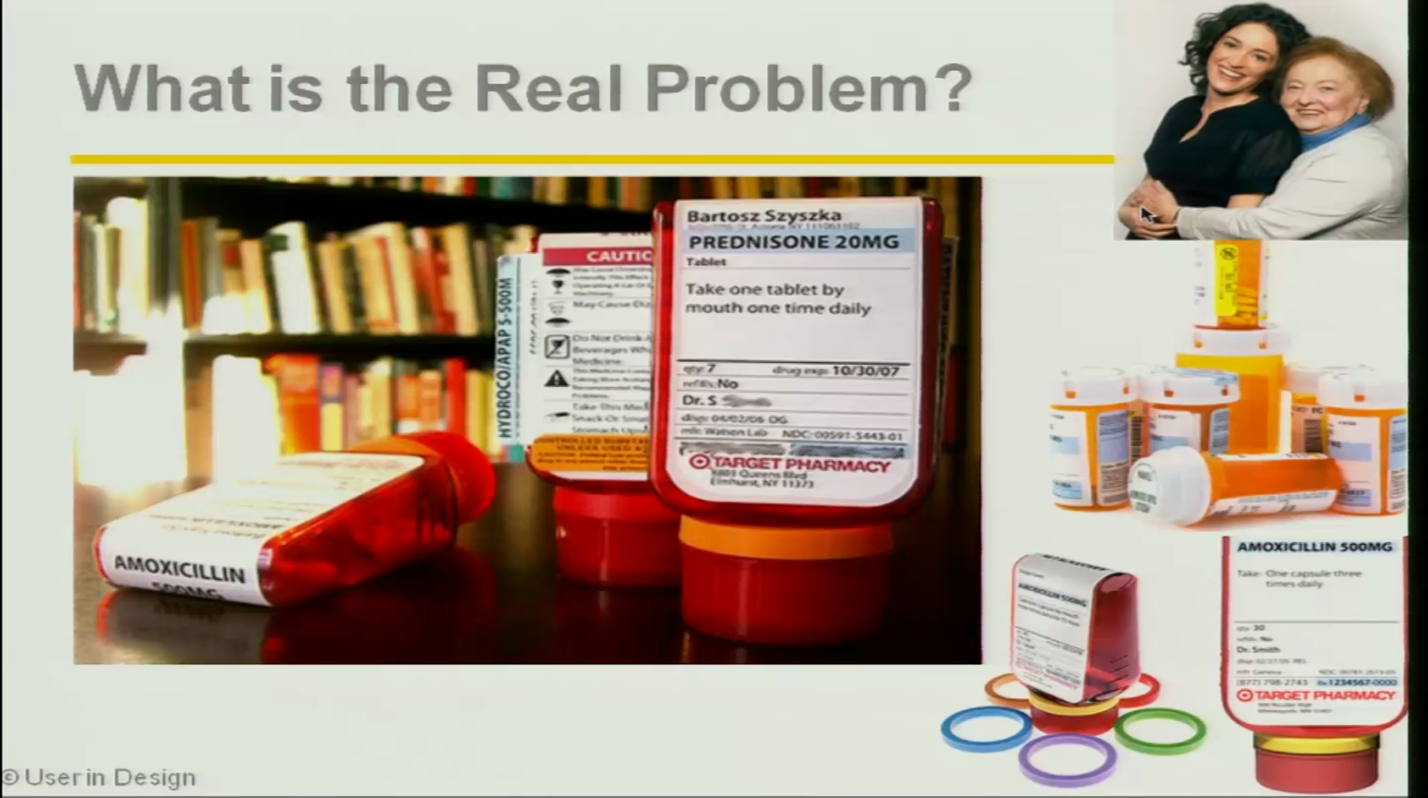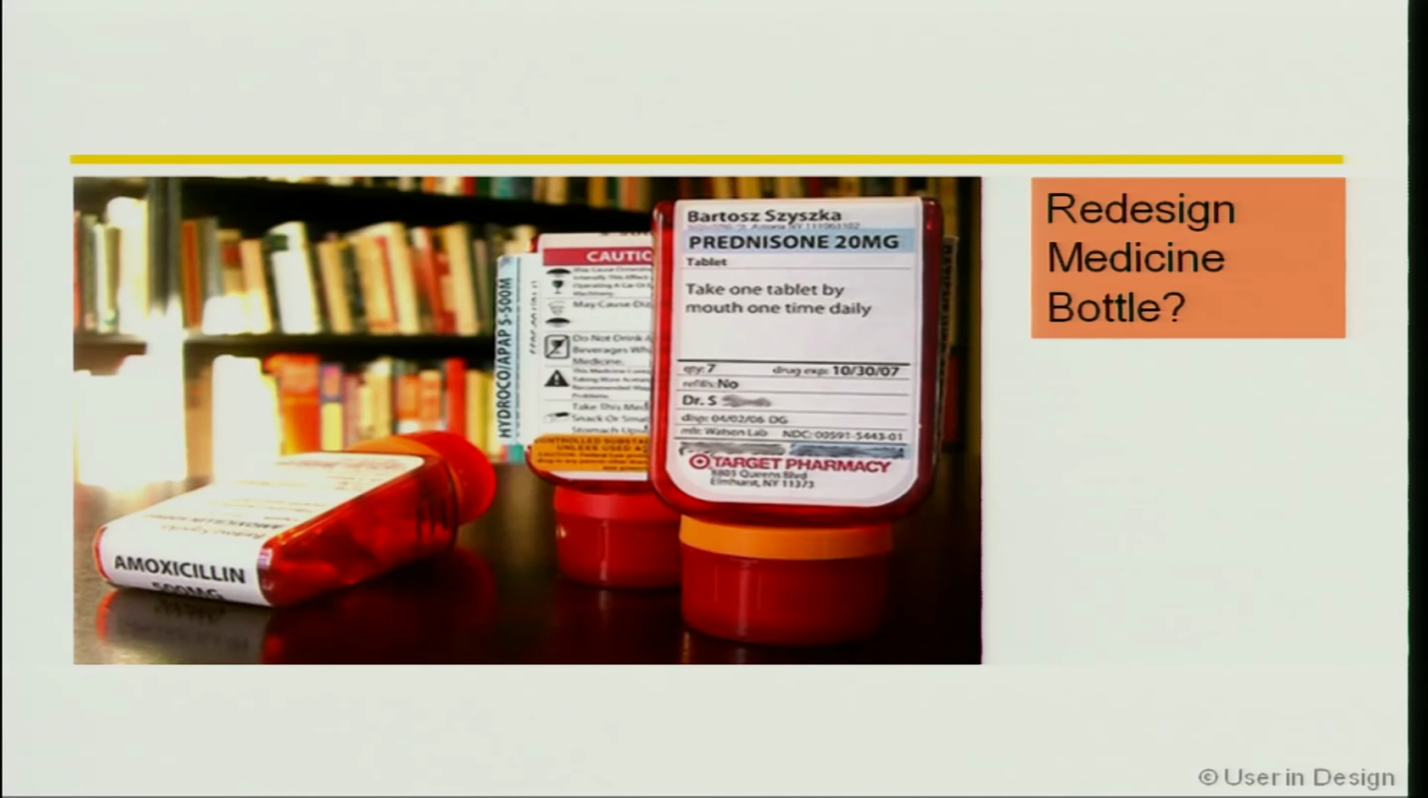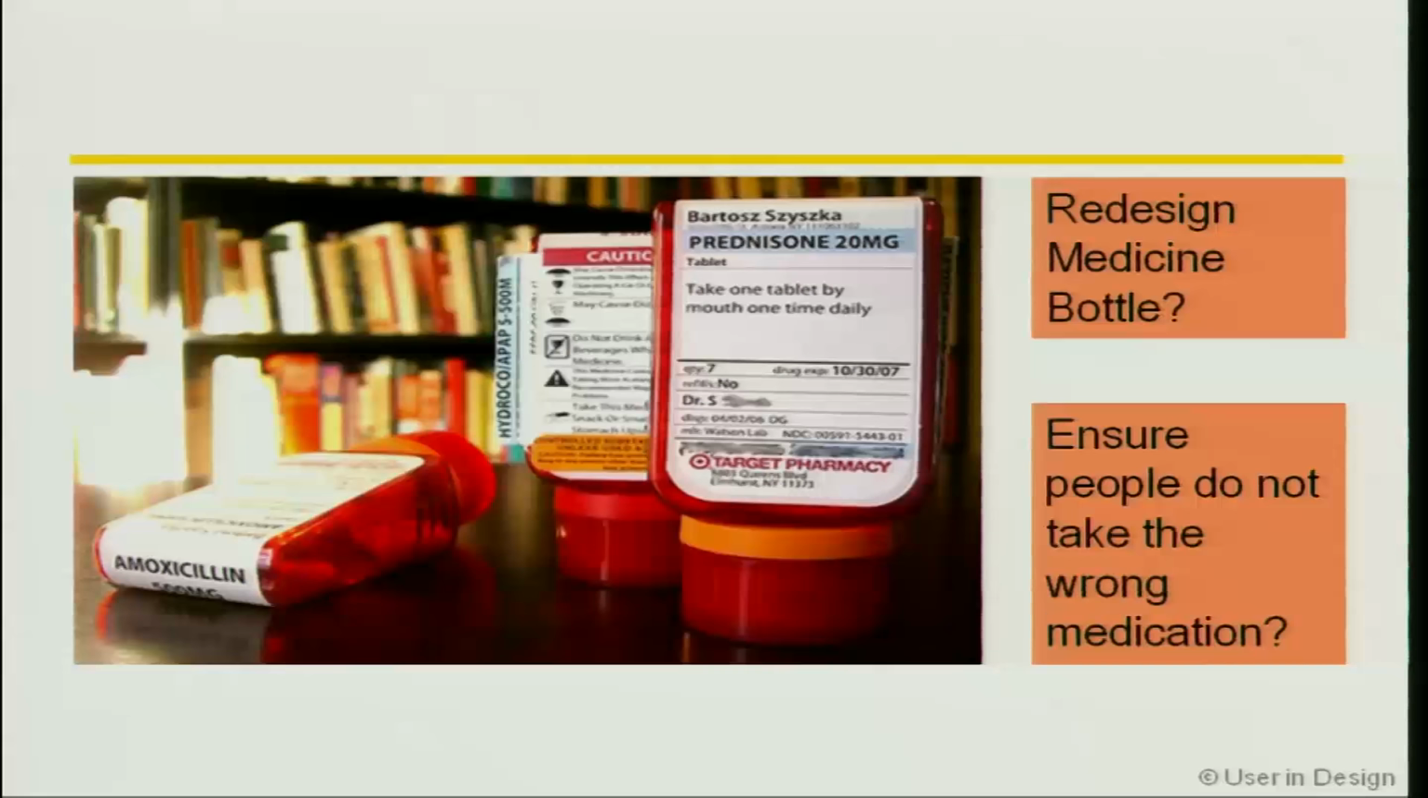Now, what is the real problem? Was it redesign the medicine bottle? If that had been her problem statement, it's very unlikely it would have ended up being the design that it is. Perhaps her problem statement was broadened and understood as ensure that people don't take the wrong medication. Okay? And there's a significant difference between the two. Perhaps redesign the medicine bottle would have been just making it into a more modern shape, a more attractive shape.